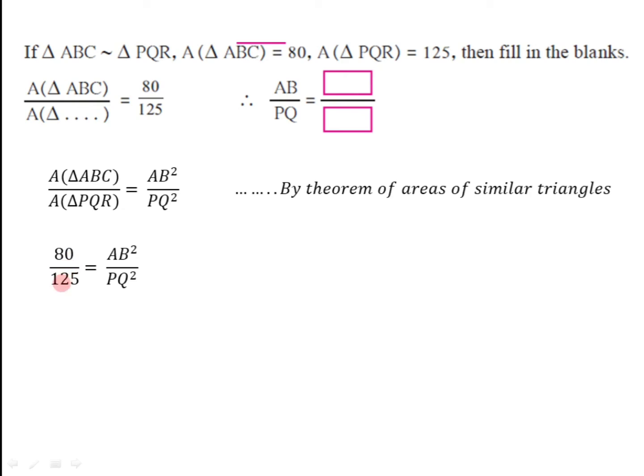We simplify the left hand side, that is if we divide the numerator and the denominator by 5, we get 80 divided by 5, that's 16. In the denominator we get 125 divided by 5, that's 25, is equal to AB square by PQ square. Now if we take square root on both the sides, we get the square root of 16 is 4 and square root of 25 is 5, that is equal to, instead of AB square by PQ square, if we take square root, we get AB divided by PQ. That is, we get 4 by 5 is equal to AB divided by PQ. That means AB divided by PQ is equal to 4 divided by 5. So here in these boxes, we get 4 divided by 5.